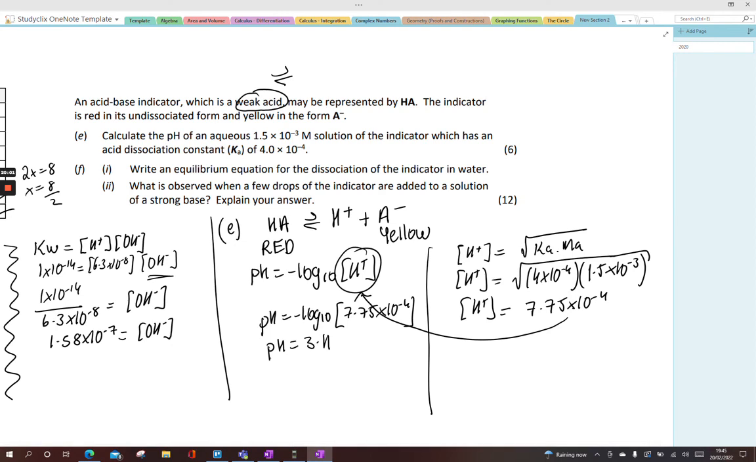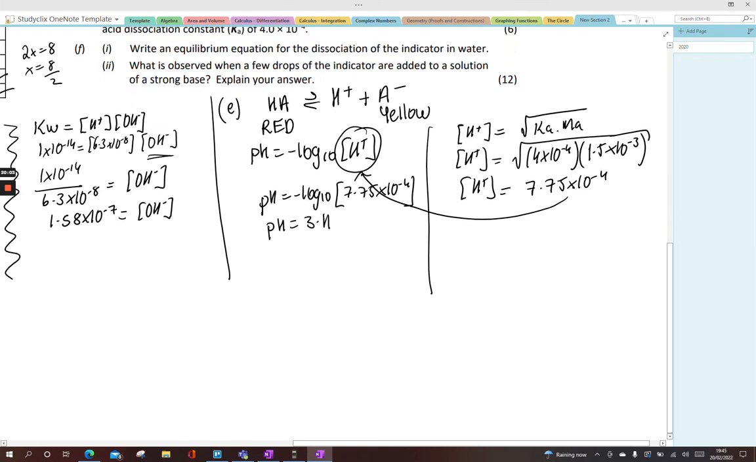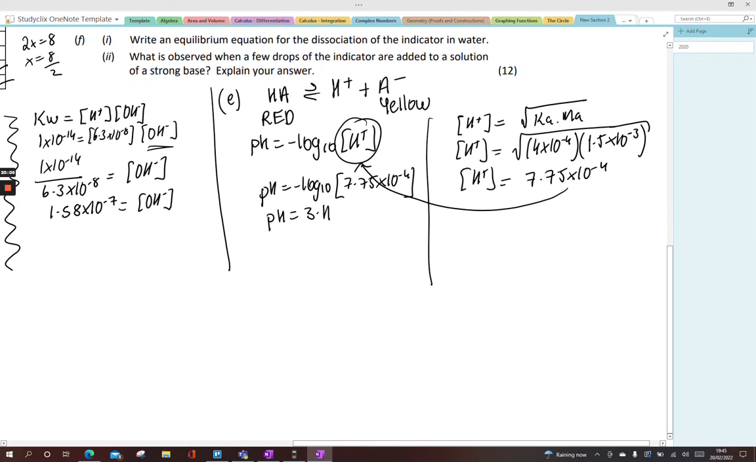Right, part F part 1. Write an equilibrium equation for the dissociation of the indicator in water. So the indicator is HA, in water, H2O, a weak acid. But since it's an acid, according to Bronsted-Lowry, it's still a proton donor. So what I'm left with is A minus plus H3O plus.